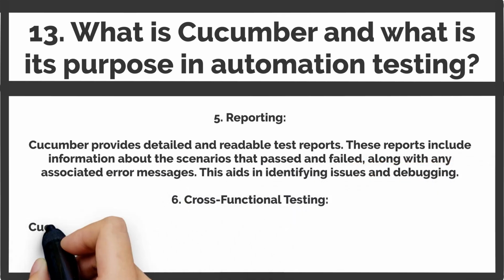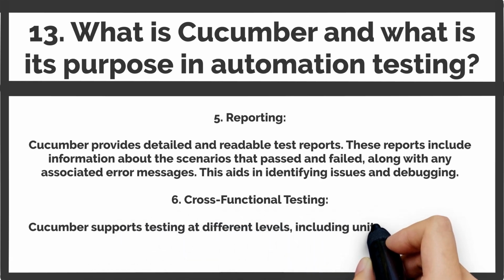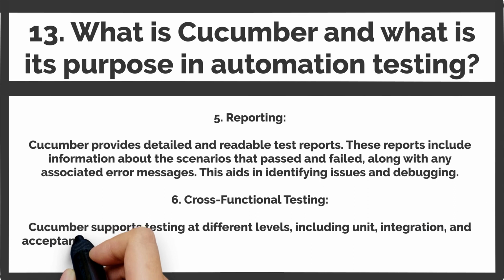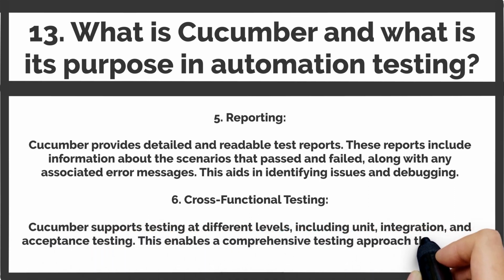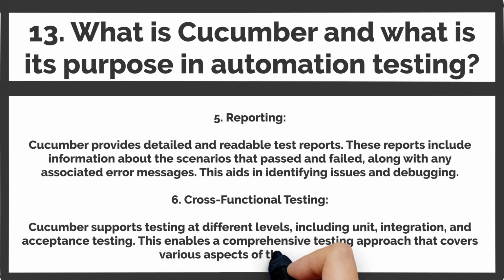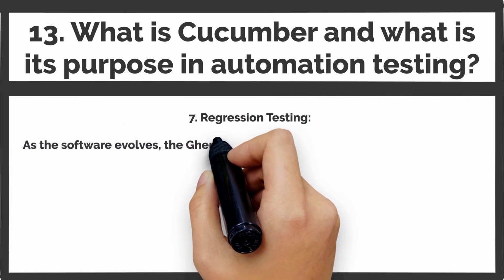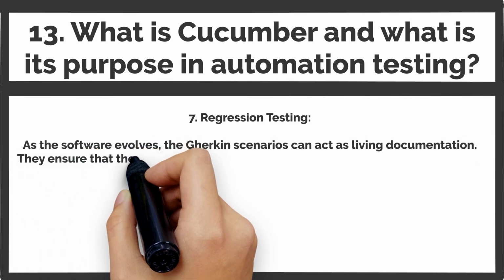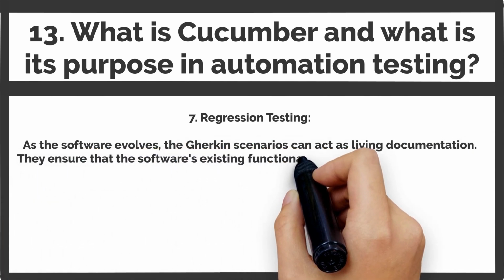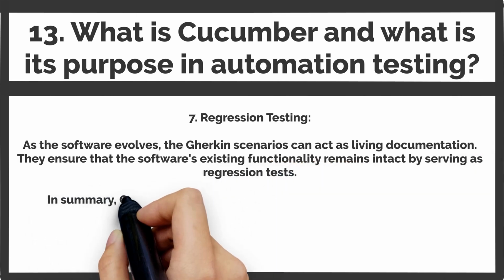6. Cross-functional testing. Cucumber supports testing at different levels, including unit, integration, and acceptance testing. This enables a comprehensive testing approach that covers various aspects of the software. 7. Regression testing. As the software evolves, the Gherkin scenarios can act as living documentation. They ensure that the software's existing functionality remains intact by serving as regression tests.